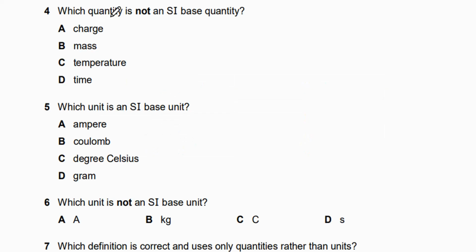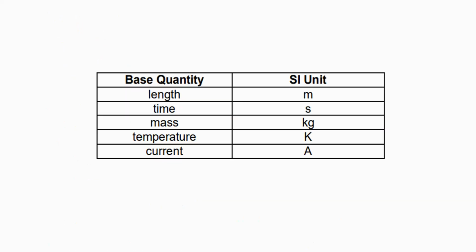So in number 4, it says, which quantity is not an SI base quantity? So we need to look at which of these quantities does not appear on the table. And of course, the answer is charge. Mass, temperature, and time do appear on this table as base quantities.